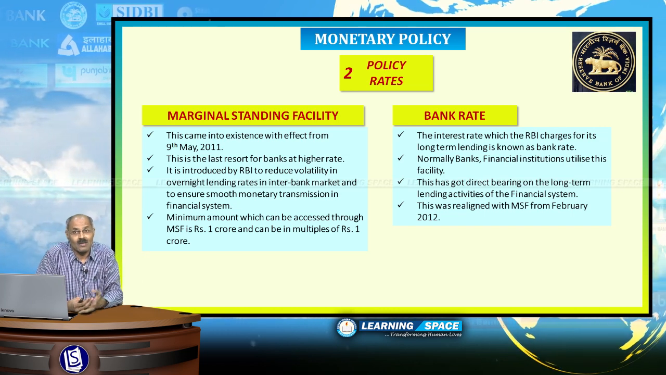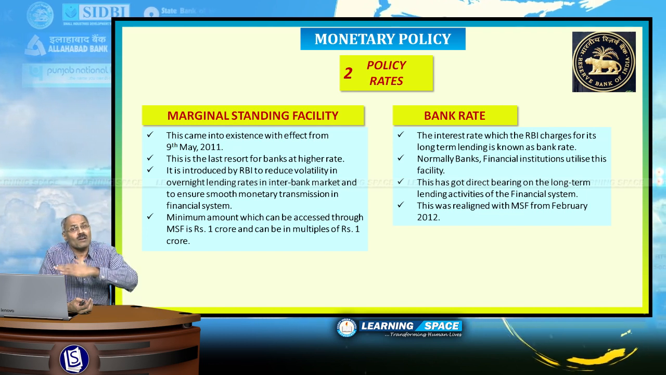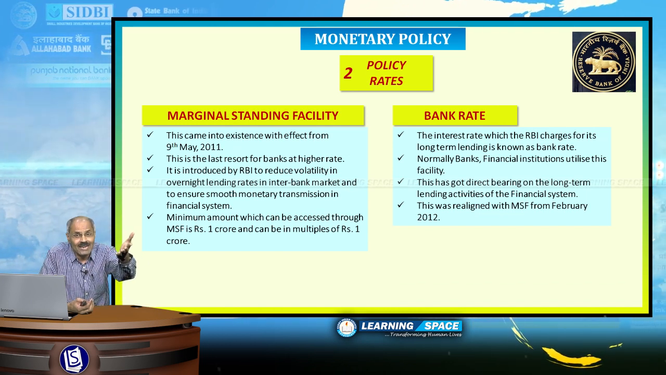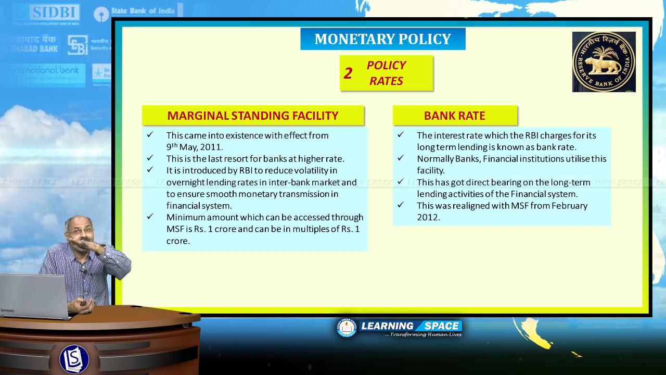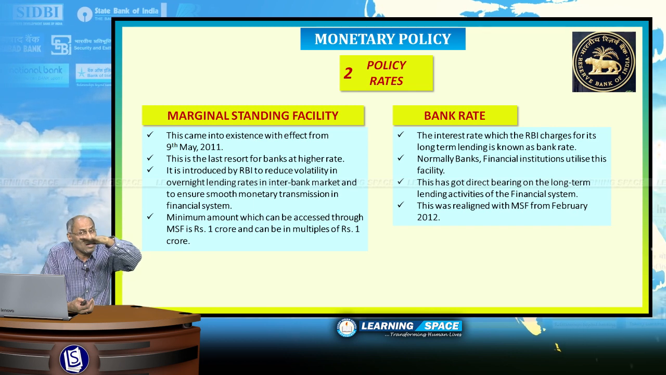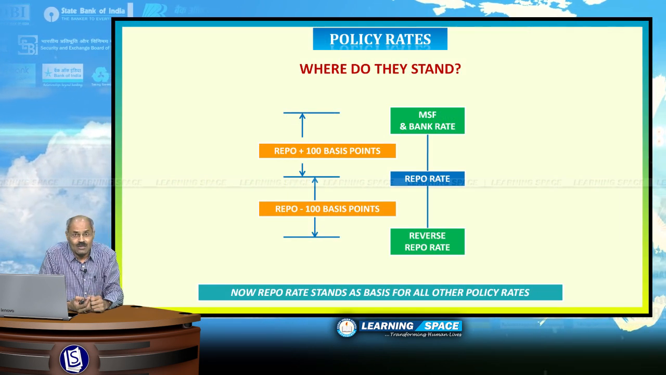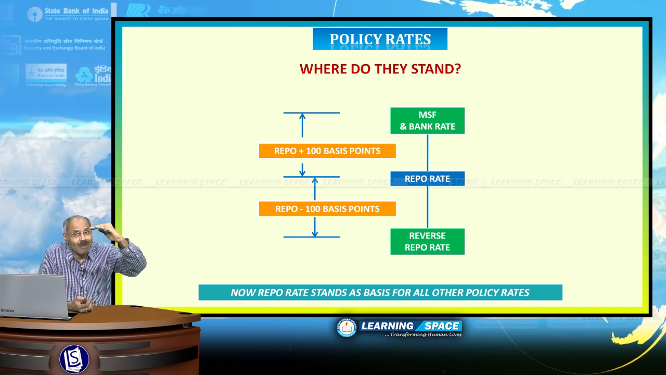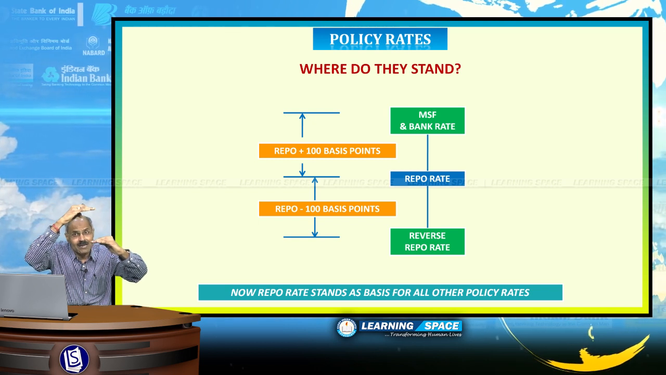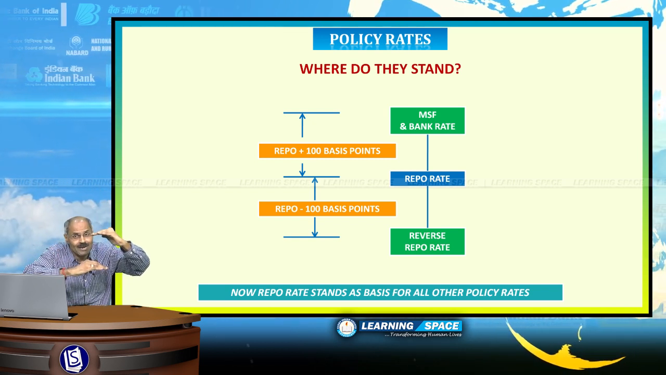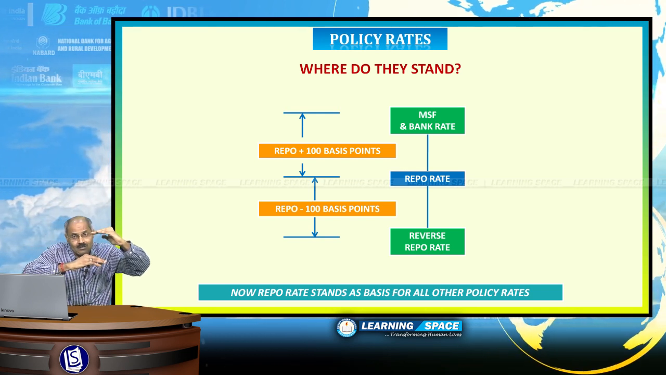Please don't forget. Look at the bank rate when financial institutions are borrowing for long duration from Reserve Bank of India, that is bank rate. The interest rates for bank rate and marginal standing facility are the same, right? If you look into this, it will be clearly evident to you. The rates of MSF and bank rate are higher by 100 basis points in comparison to repo rate, and interest rates for reverse repo rate are lesser by 100 basis points, right?